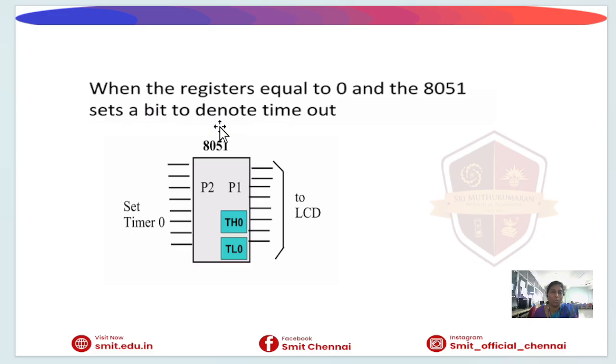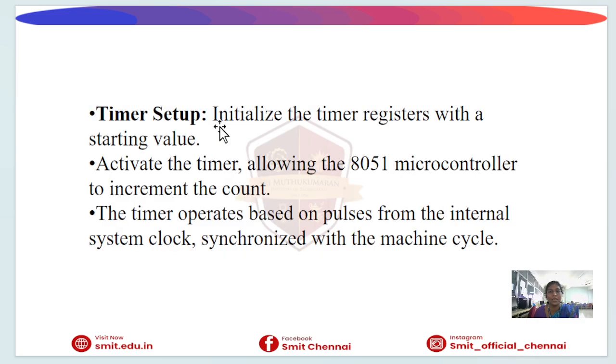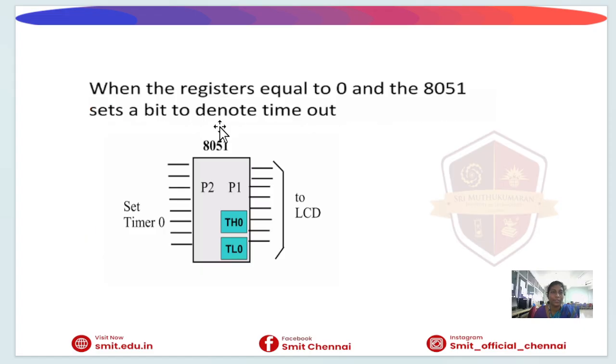Next is the counter functionality. In counter mode, the 8051 counts external events. The T0 and T1 pins are P3.4 and P3.5. Whenever a pulse arrives at these pins, the corresponding timer increments. Examples are traffic monitoring, production counting, speed measurement, and sensor event counting.